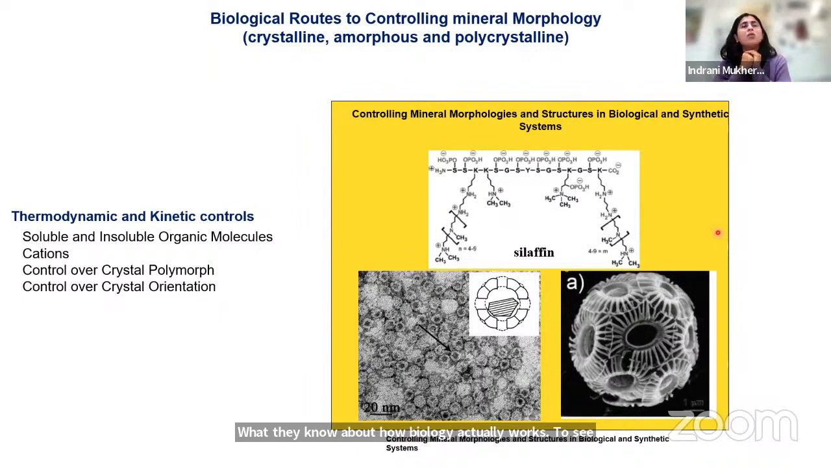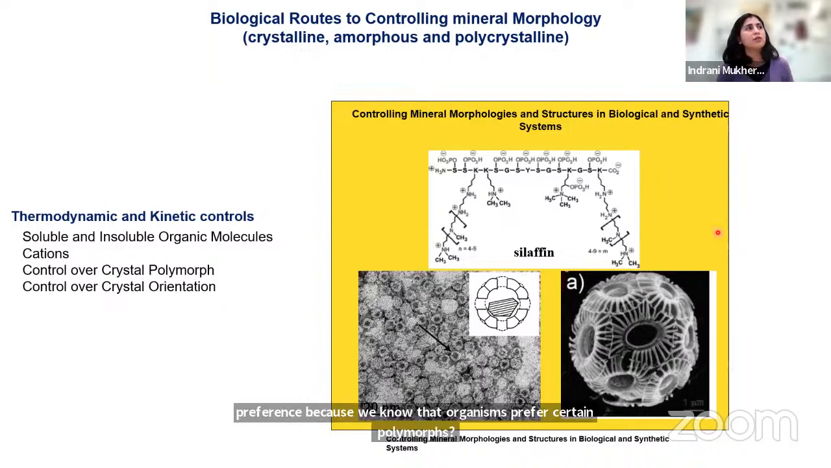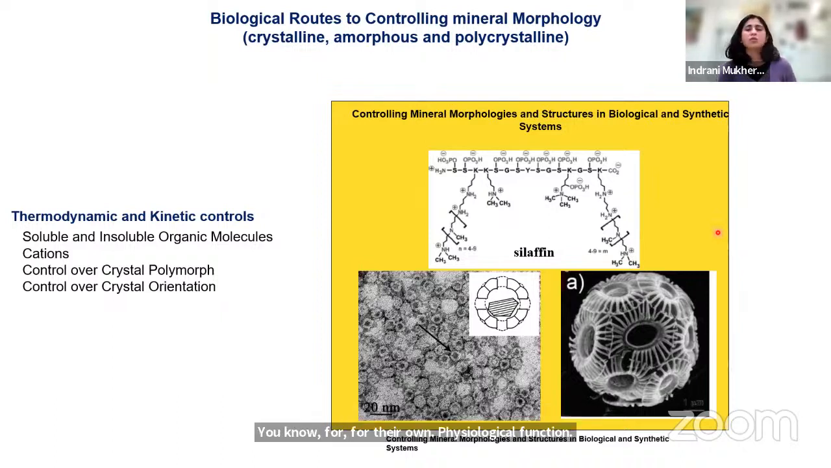And it turns out there's all sorts of things, and I've just given you 3 examples here. So the availability of macromolecules can have a strong influence on mineral morphologies. What kind of polymorph is present? I know for a fact that we've got pyrite and marcasite. Is there a preference? Because we know that organisms prefer certain polymorphs for their own physiological function. And then of course, crystal orientation. I'm giving you an example of the coccoliths here, where they prefer certain crystal faces for growth.